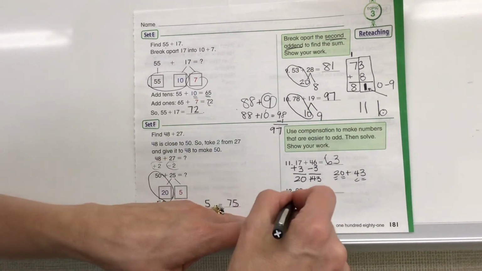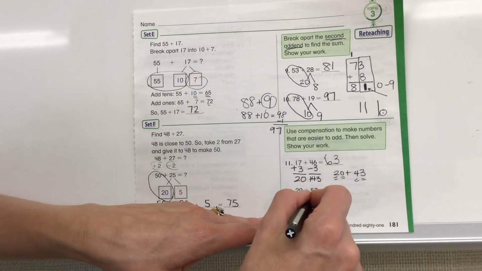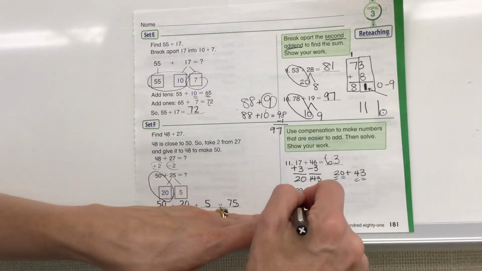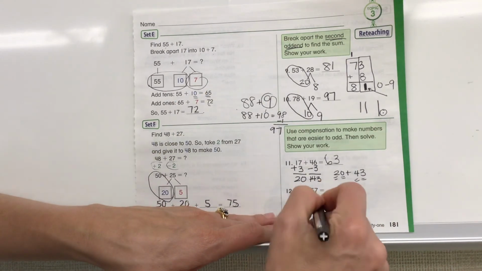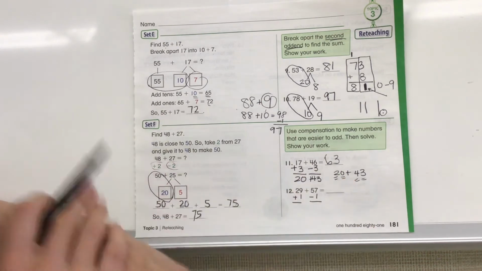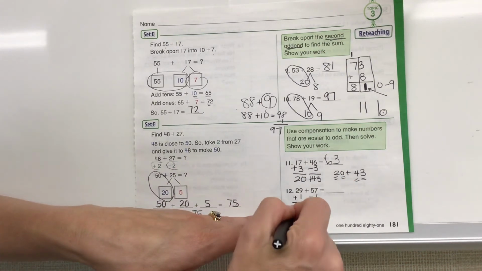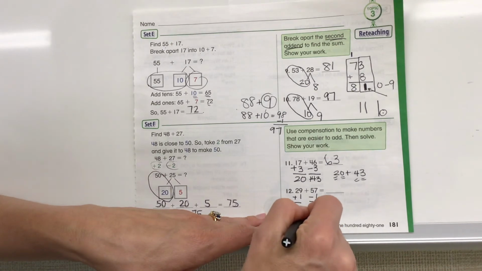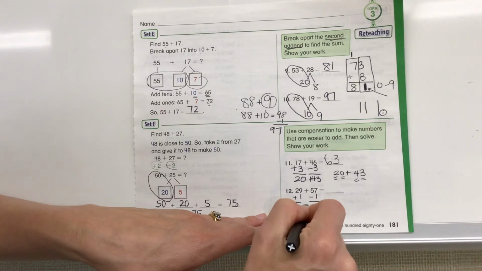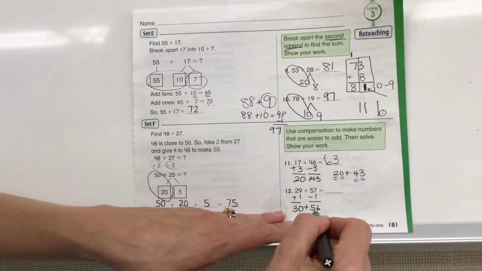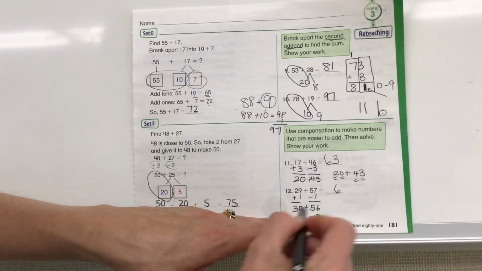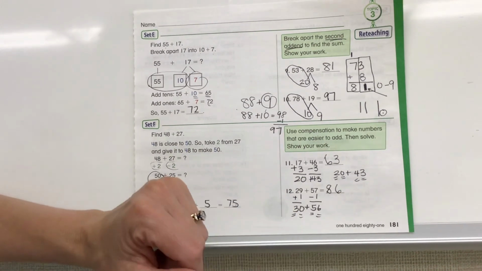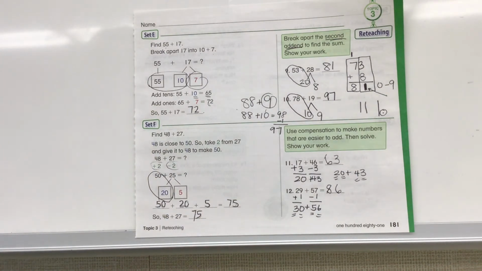All right, let's take a look here. 29 plus 57. 29 is really close to 30, our next group of 10. So I'm going to add 1 over here, which means I have to subtract 1 from 57. So 29 plus 1 is 30, and 57 minus 1 is 56. So we're going to add those together. Again, we can do the same thing. 0 plus 6 is 6, and 3 plus 5 is 8. All right. Okay, we are almost done.